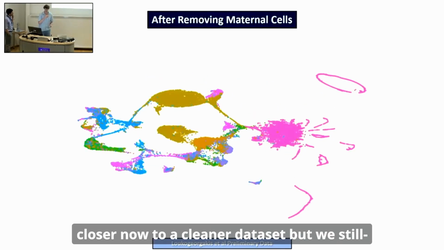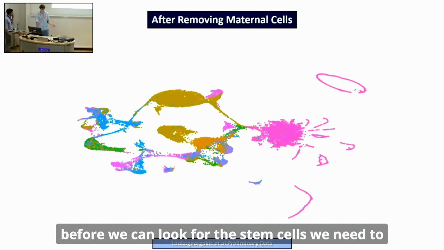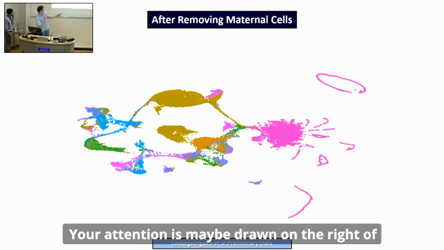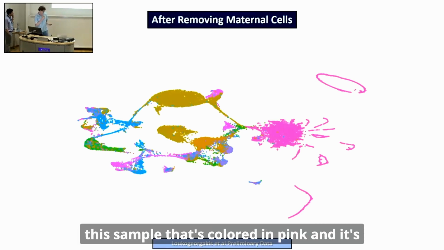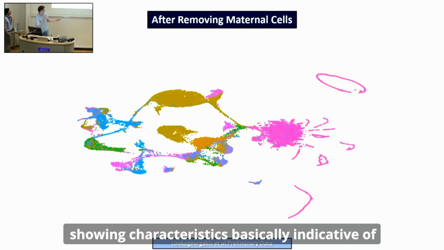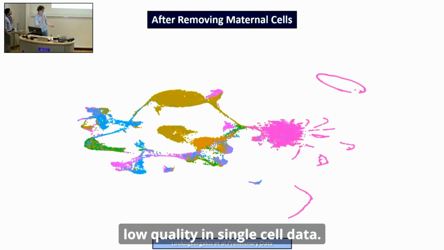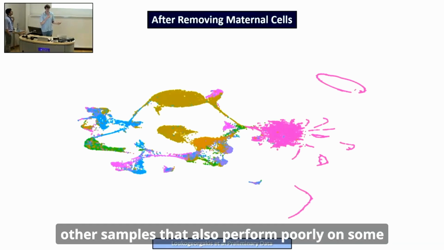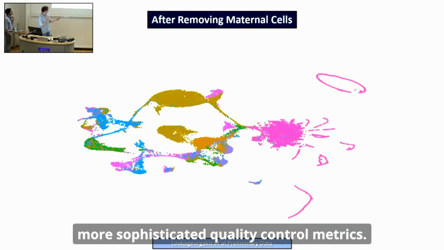We're getting closer now to a cleaner data set, but before we can look for the stem cells, we need to do one more bit of cleaning. Your attention is maybe drawn to the right of this plot, to the sample that's colored in pink, and it's showing characteristics basically indicative of low quality in single cell data. So we remove this sample along with a couple of other samples that also perform poorly on some more sophisticated quality control metrics.